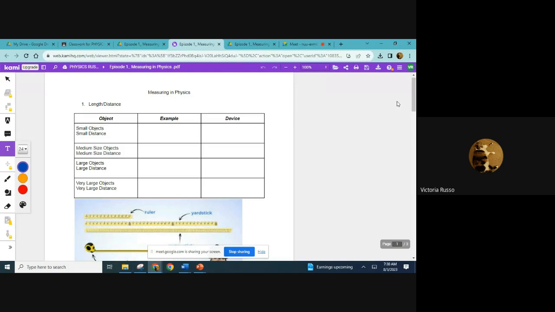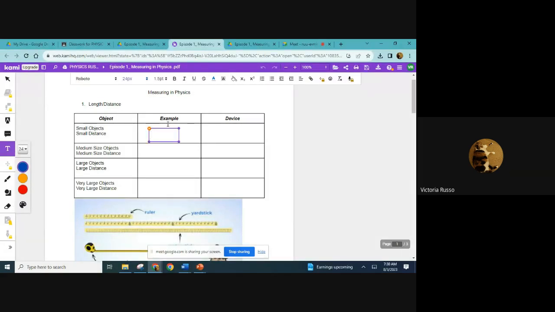All right, so the first thing we're going to talk about is measuring. And again, some of you may know this already, but you may not know it in the metric system. You might know it in how we measure in real life. So the first thing that we're going to have to measure in physics, and we're actually going to be doing it in our first lab, is the length of something or the distance something travels.